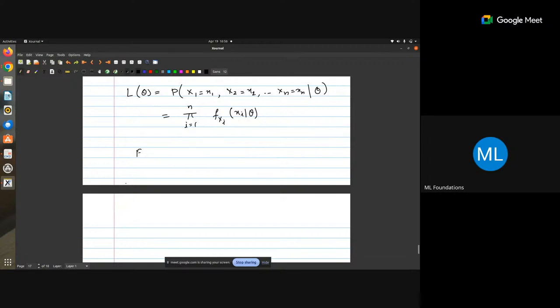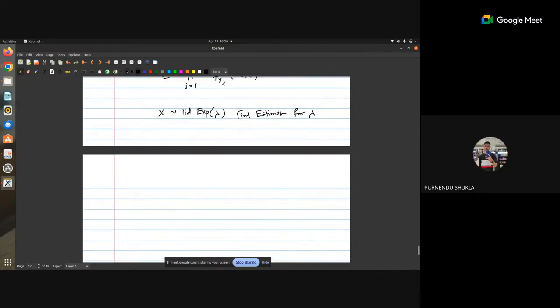Suppose in this case I said that the x's are IID exponential with parameter lambda. What is the task I'm having currently? To estimate lambda, to find the estimate for lambda. That is lambda hat, because it's not exactly the lambda from the population, it's an estimate for this lambda, and that is denoted by lambda hat.